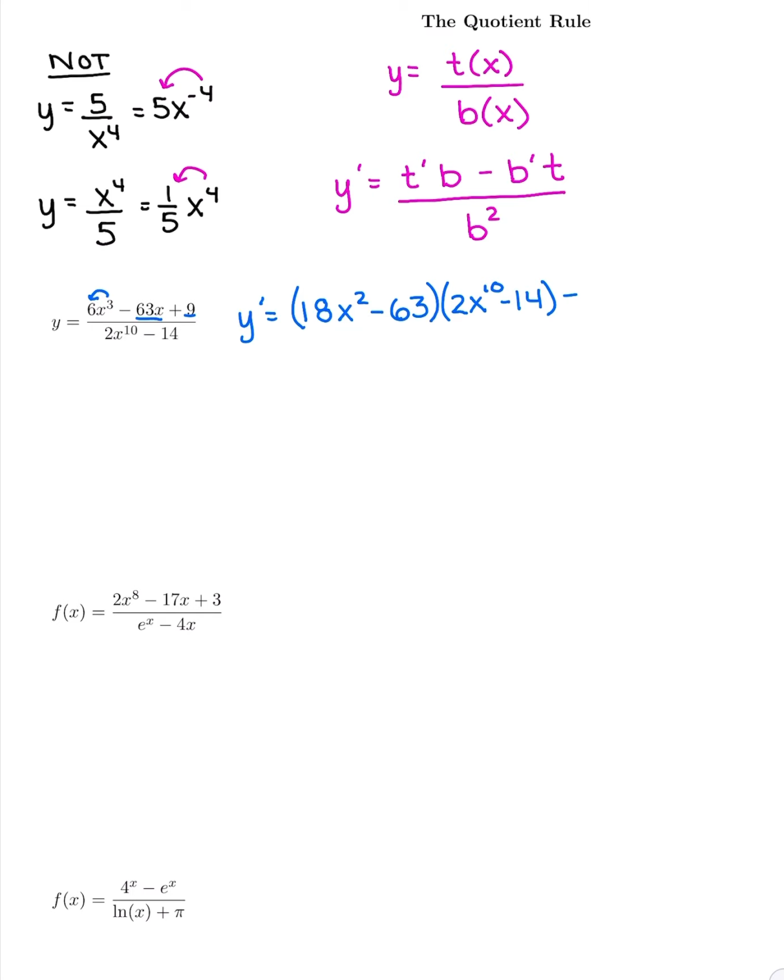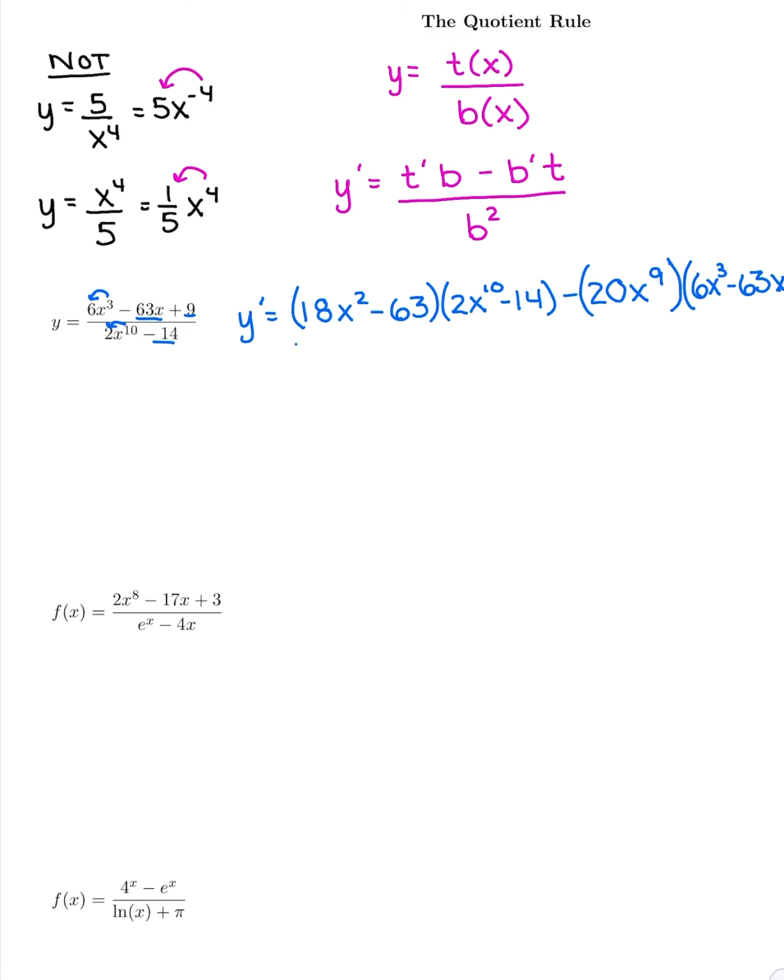Minus the derivative of the bottom. Bring down the power, 2 times 10 is going to give us 20x to the 9th. Derivative of negative 14 is 0. So there's the whole derivative of the bottom. It technically doesn't need parentheses because it's just one term, but I always put them on those, so I'll put that on there. Times the original top, which is 6x cubed minus 63x plus 9.